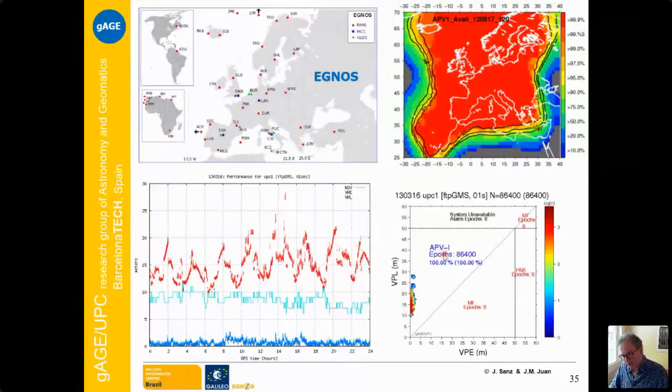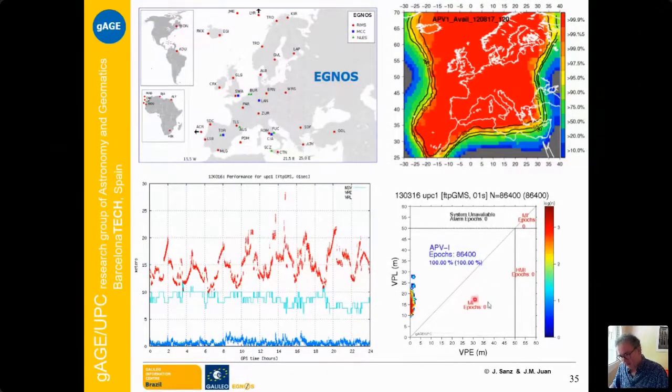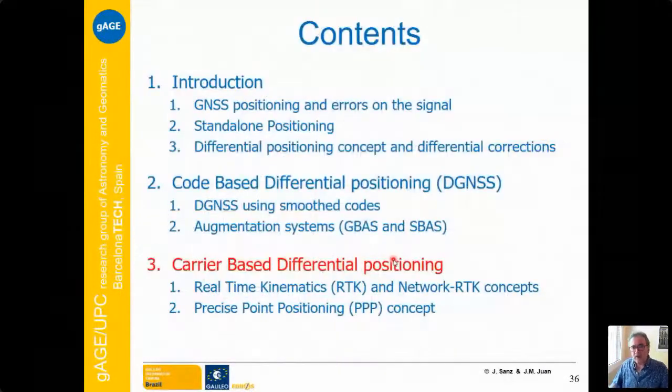This means no problem. If any solution in blue goes over the red, it falls in this part of the diagram, and this means misleading information. This means problems. If we have any pixel here, we have a problem: an integrity failure. But these systems are safe. Okay, this is for code-based augmentation systems.